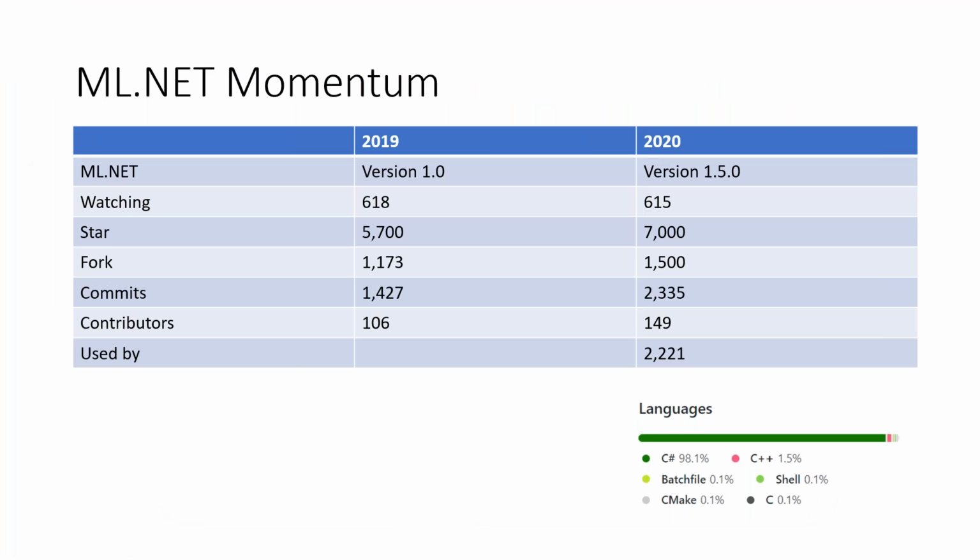Here's some of the momentum. In 2019, it was at version 1, 2020, version 1.5. And these numbers I got from GitHub. So how many people starred it, how many forked it, commits, contributors. There's been an uptick, and we can see also information here on the languages being used. So a lot of people are actually using C# for ML.NET. It's predominant.